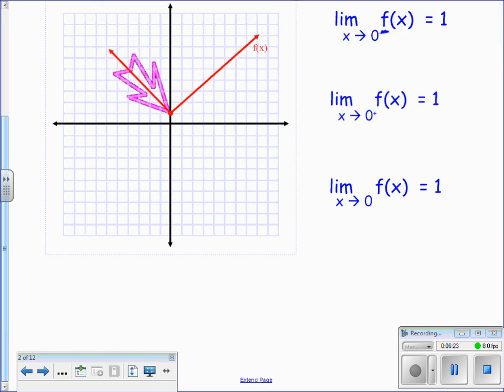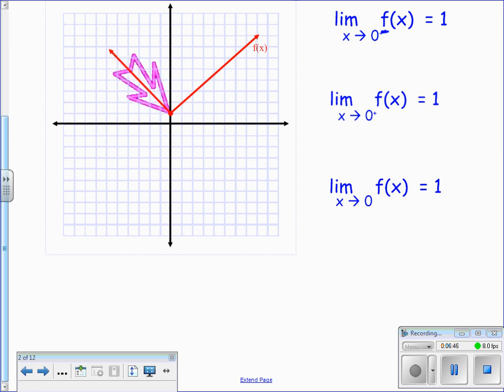So the limit as x approaches 0 is 1, because from the left-hand side and the right-hand side, I go towards the same thing. The limit from the left and the limit from the right are the same limit. Therefore, the limit as I approach 0 is 1. This implies it goes towards it from both sides. Yes?